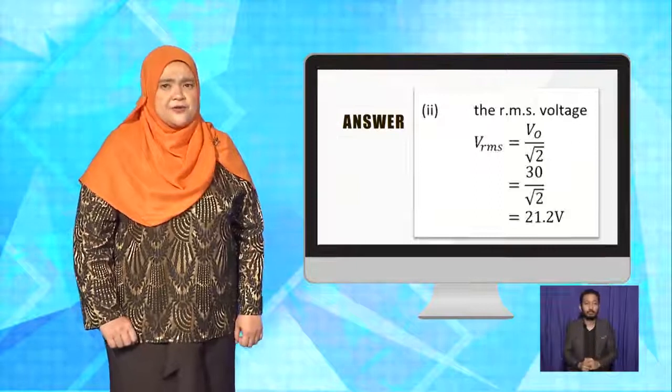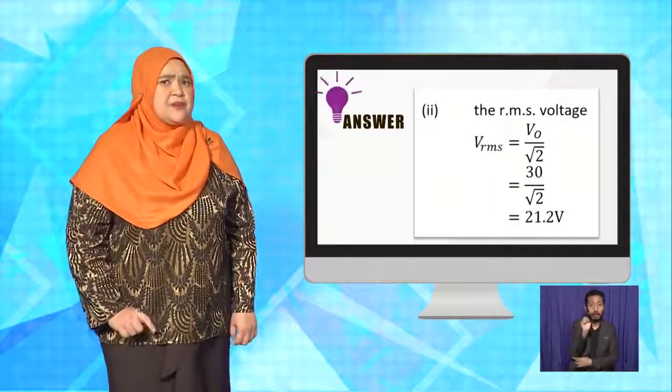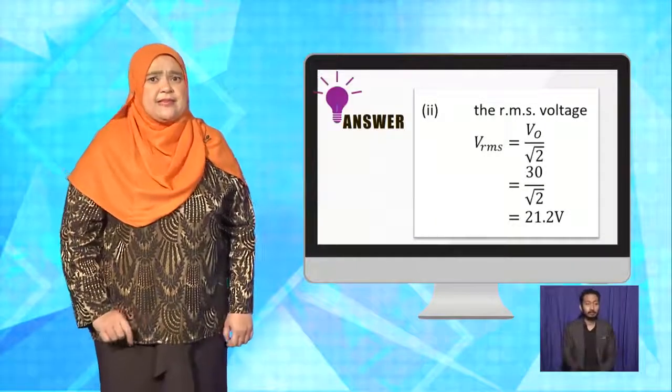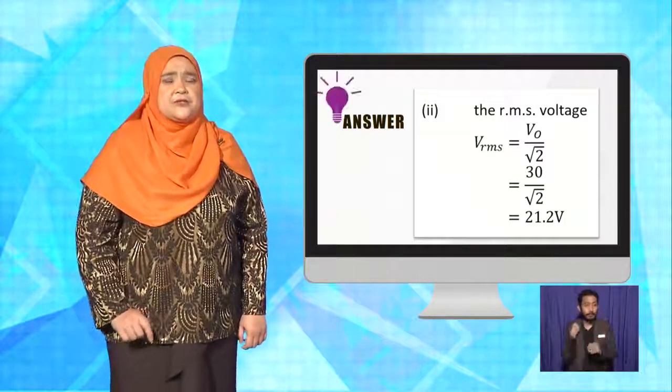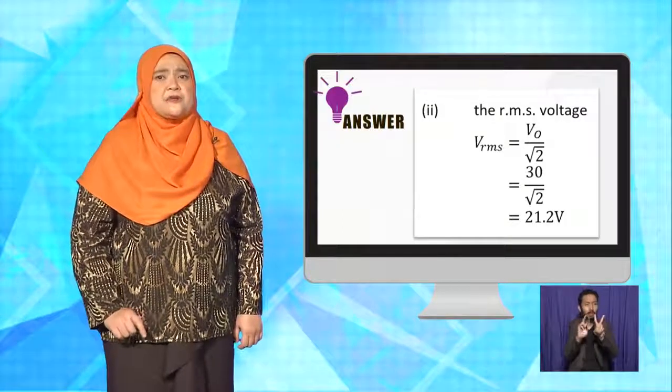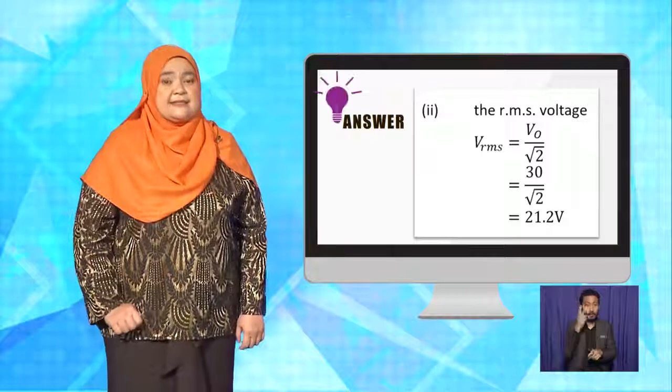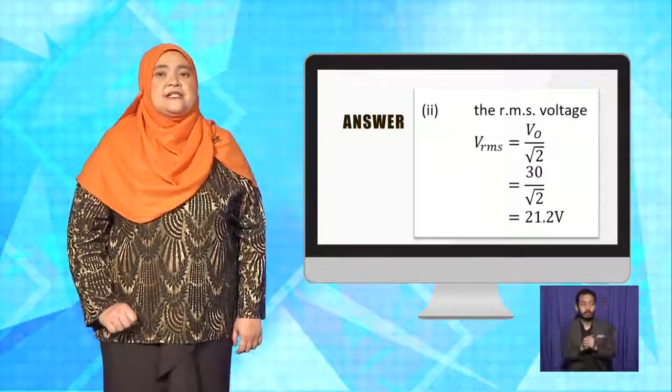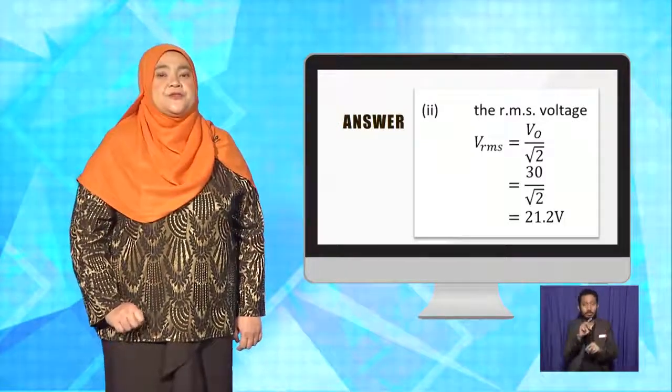Now, the answer for question number 2. Calculate the RMS voltage. From the formula, we know that the V RMS equals V naught over square root of 2. Thus, the V RMS equals 21.2 volts.